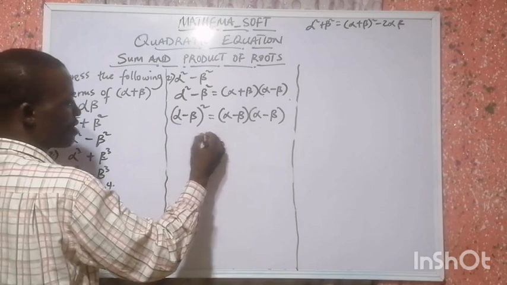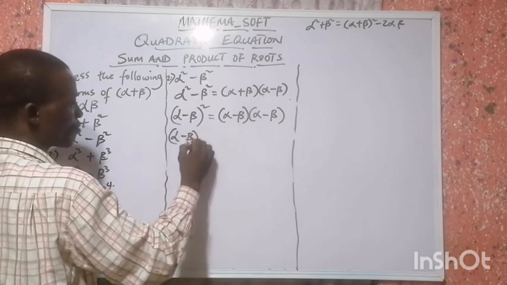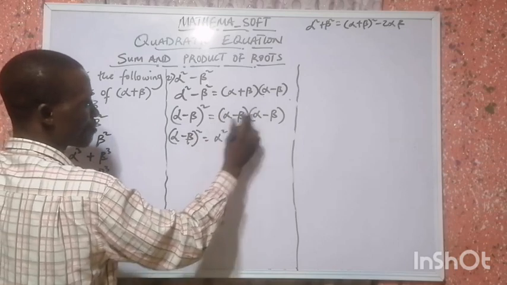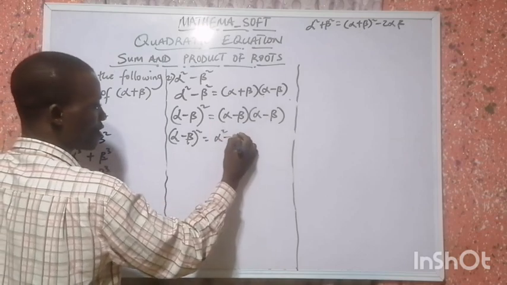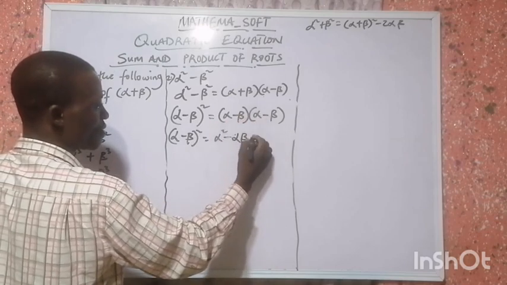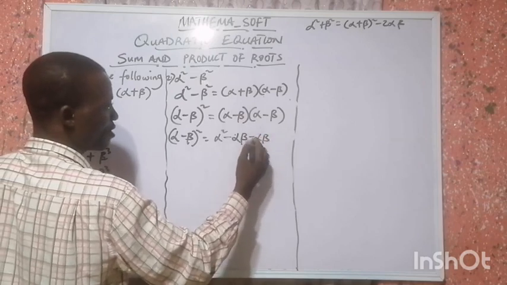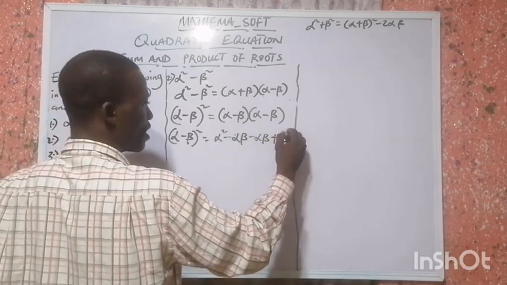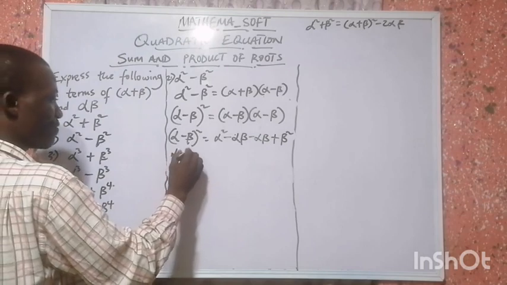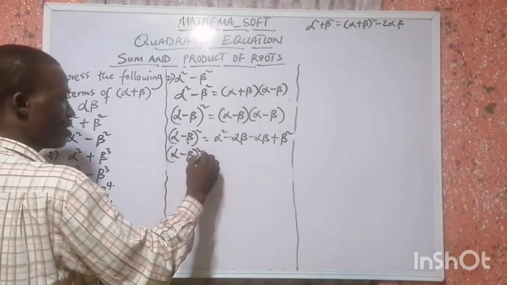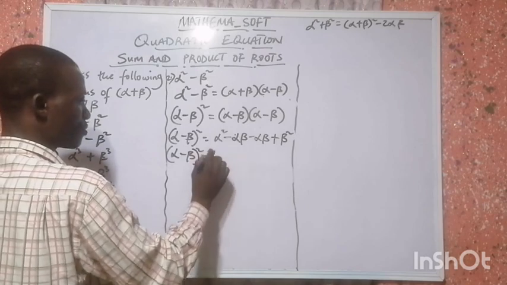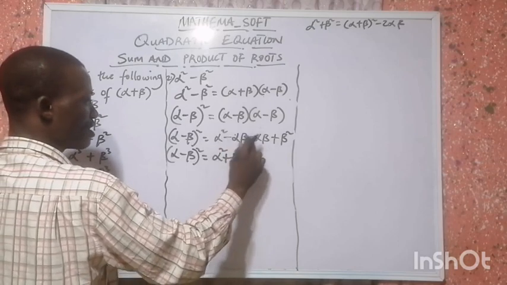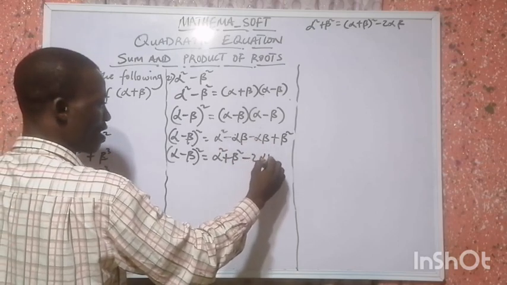So alpha minus beta squared will give us alpha times alpha, that is alpha square; alpha times minus beta, minus alpha beta; this times this, also minus alpha beta; and this times this gives plus beta squared. So alpha minus beta all squared equals alpha squared plus beta squared minus 2 alpha beta.